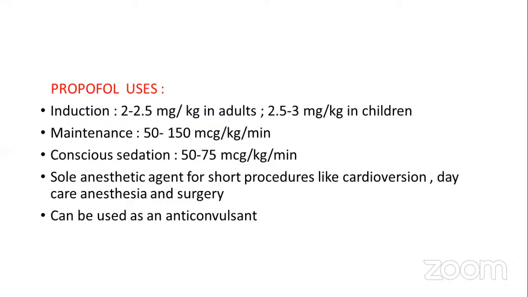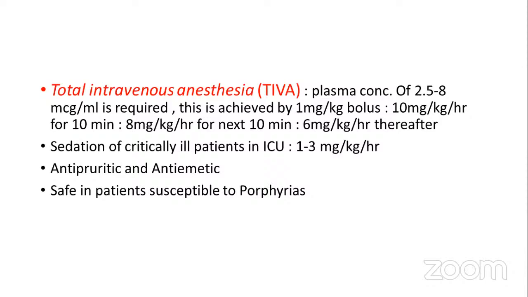Uses of propofol. Induction dose is 2 to 2.5 mg per kg in adults and 2.5 to 3 mg per kg in children. Maintenance of propofol is 50 to 150 mcg per kg per minute. And for conscious sedation, the dose is 50 to 75 mcg per kg per minute. It can be used as an anticonvulsant and as a sole anesthetic agent for short procedures like cardioversion, daycare anesthesia, and surgery.